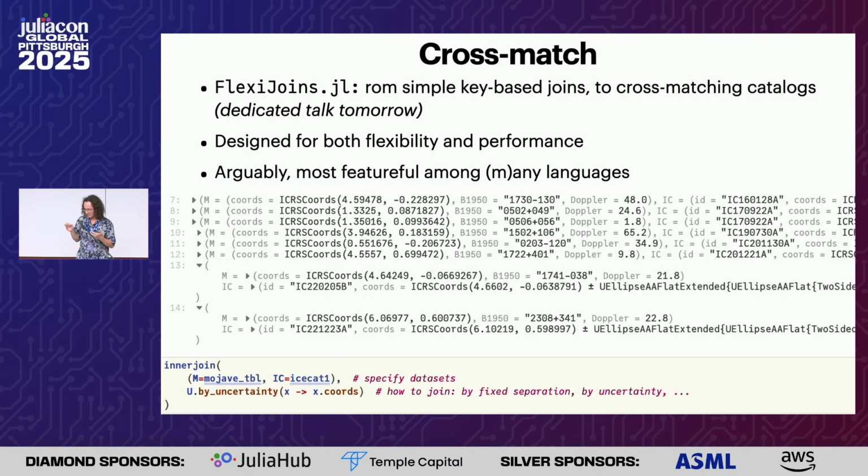So arguably, it's the most featureful among fast joining libraries in any language. At least I haven't seen any alternatives. It's designed for both flexibility and performance. For example, I also use it to perform Monte Carlo simulations. Let's say, perform a Monte Carlo simulation 1,000,000 times and calculate some p-values.